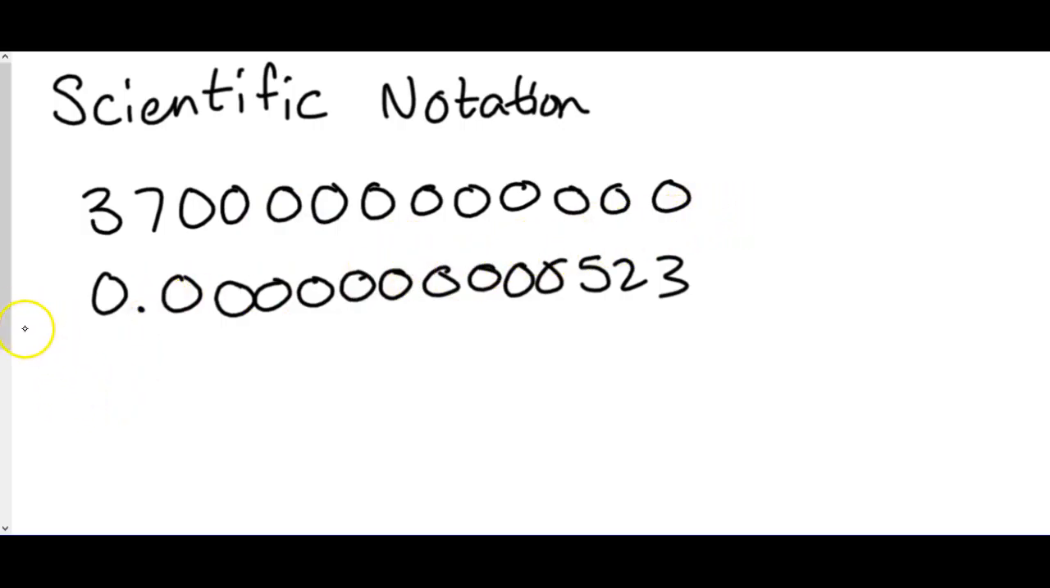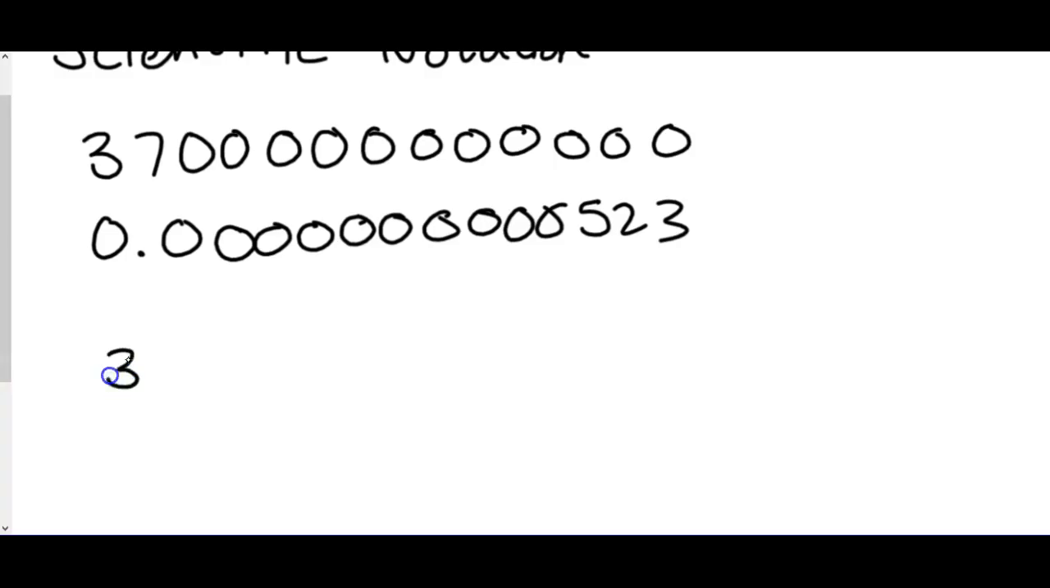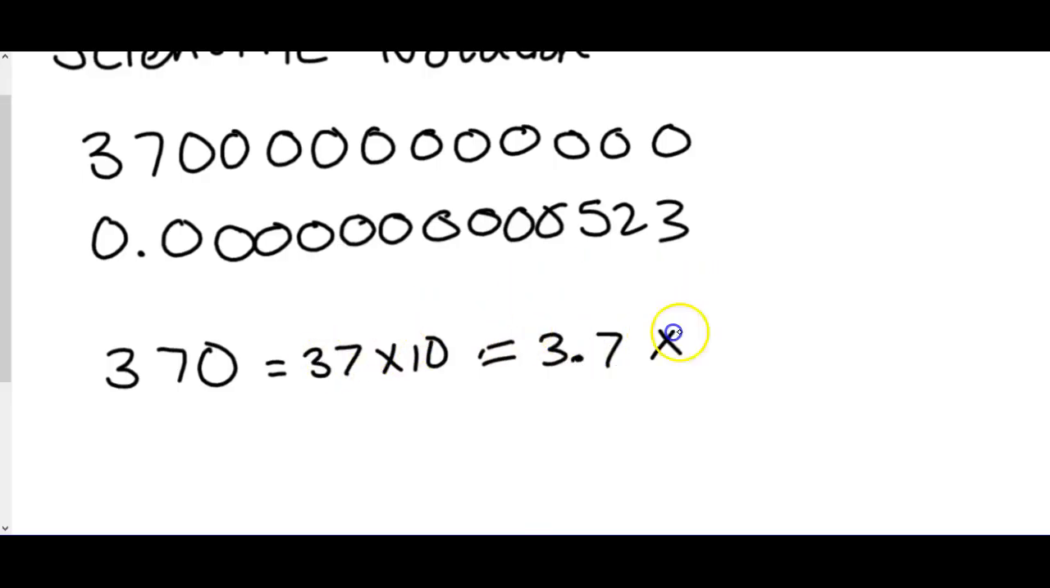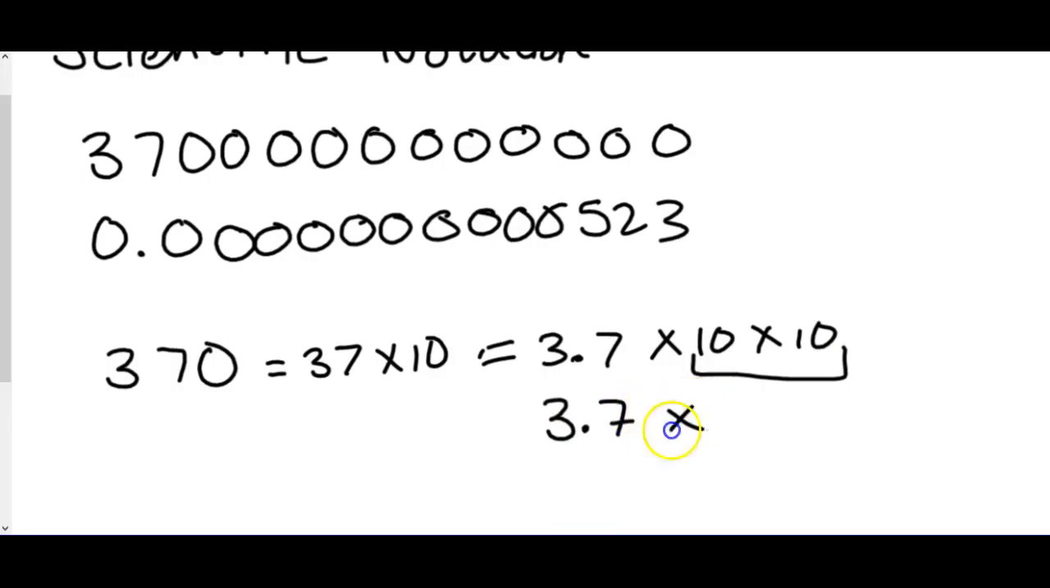So let's take a slightly smaller number to see why we do what we do. Let's take 370 instead of this whole big thing. 370 is the same as 37 times 10. 37 times 10 makes 370. We could take that one step further and say 3.7 times 10 again makes 370 as well. So when there's two of them, we would rewrite it as 3.7 times 10 to the second power, because there were two 10s.